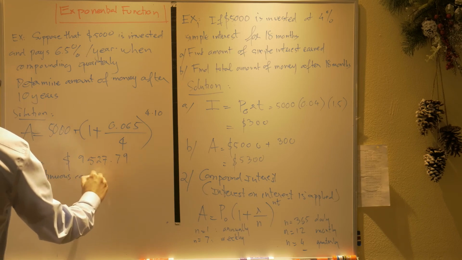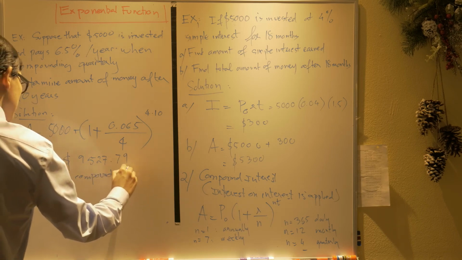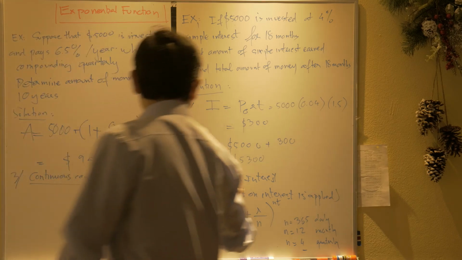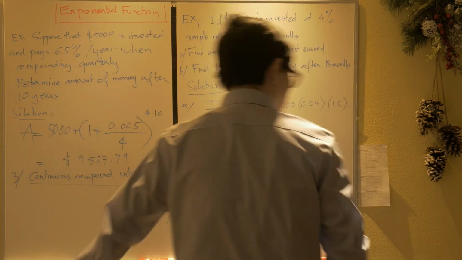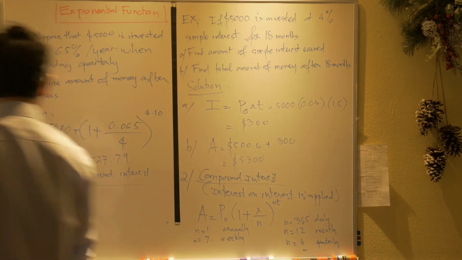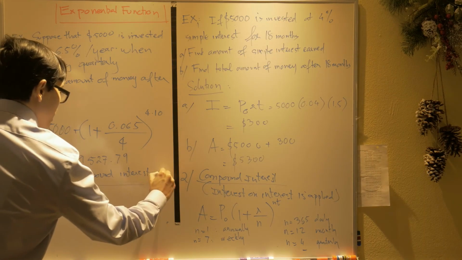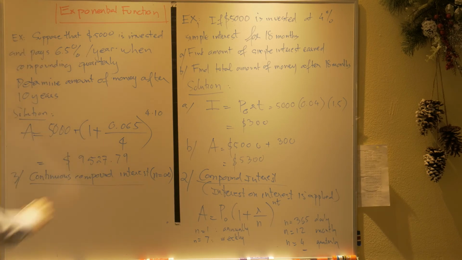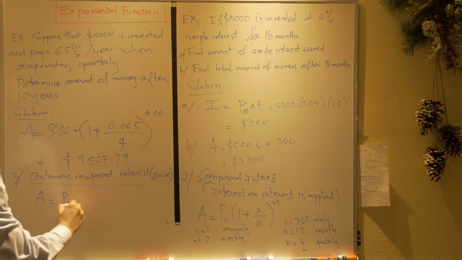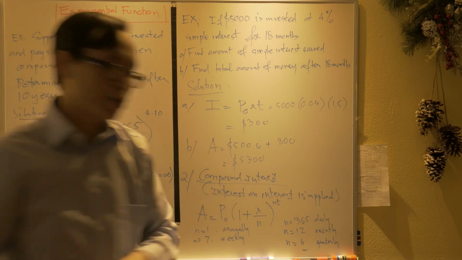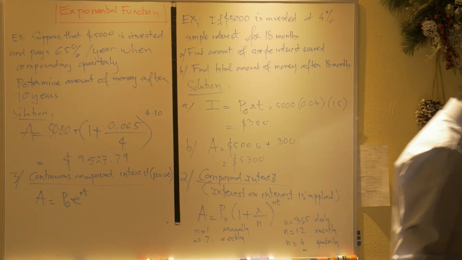So on the third part, this is continuous compound interest. The formula for continuous compound, which is when n equals infinity, can be converted into A equals P naught e to the rt. The e number is the number I already showed you in the calculator.